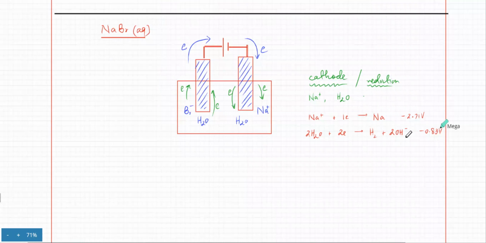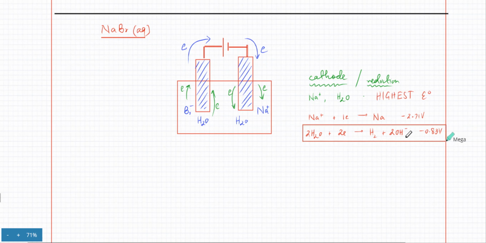So I've written down the two reactions. And who gains electrons? It's always the highest E naught that likes to gain electrons. And out of these two, the highest E naught is this one, minus 0.83 volts. So that's the one that ends up gaining electrons.